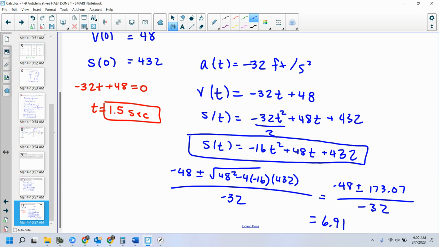Thank you. When is the ball going to hit the ground again? 6.91 seconds. I could run the other value, I could run the plus, but it's just going to get me a negative number.